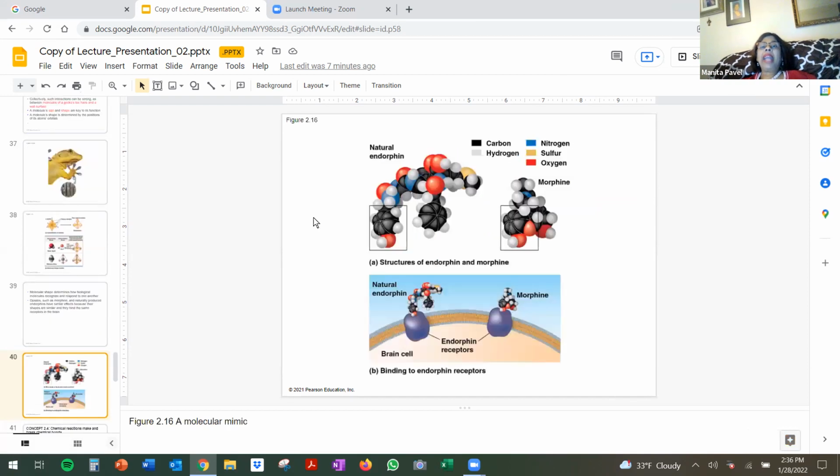So let us look at the shape of natural endorphins. What are endorphins? These are chemical substances that are released by the brain in the body. So we have a number of endorphins released in the body. Like dopamine, these are hormones. You have acetylcholine, which speeds up heart rate.